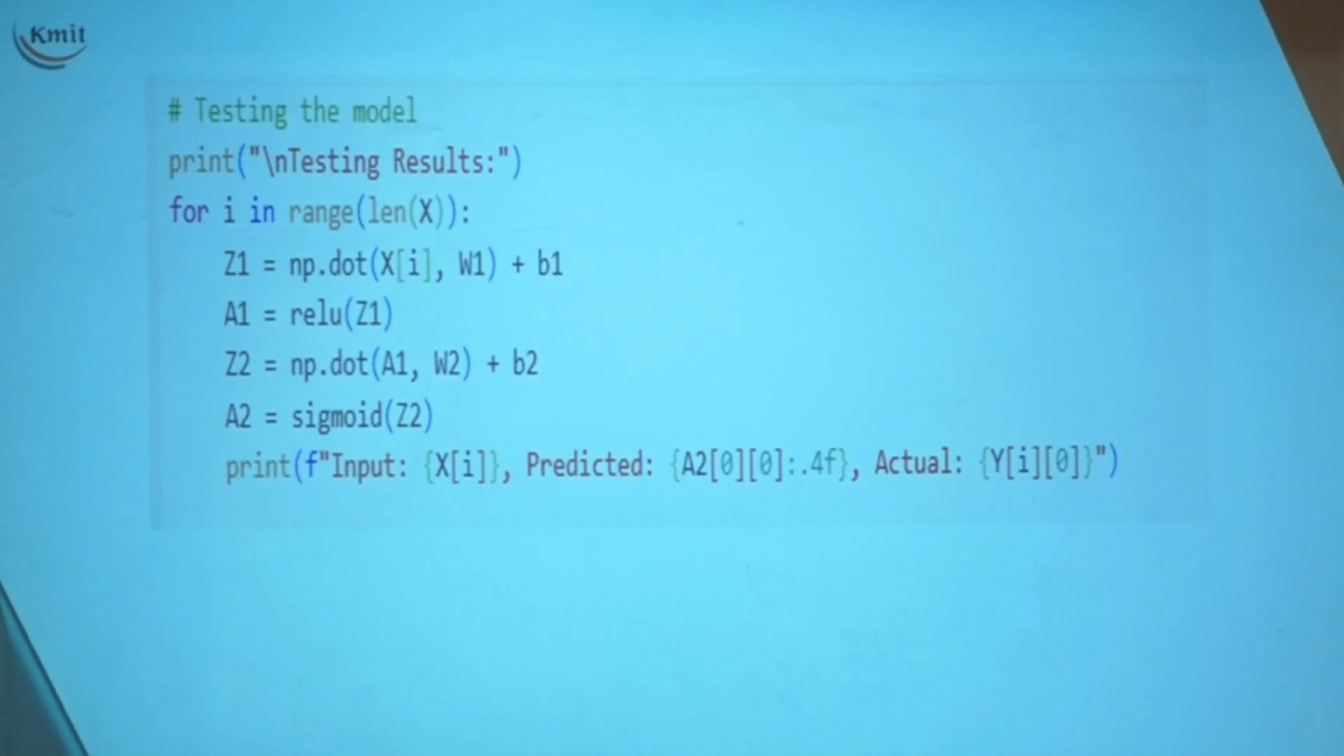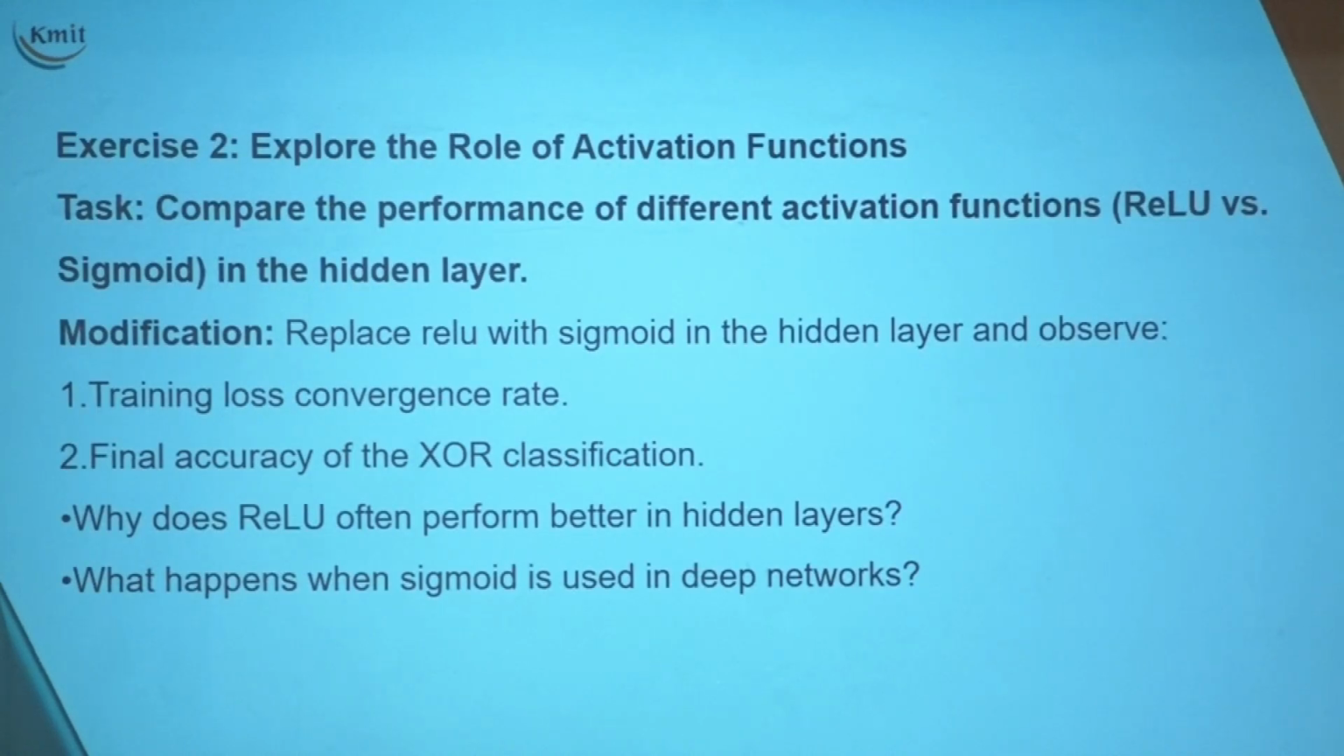Okay. So how do I test the model? By applying the 0 0 combination, 0 1 combination, 1 0 combination, 1 1 combination. I check my output. Now I'll show you the results. Look at this. I'll show you the results later. Okay. Now look at that.